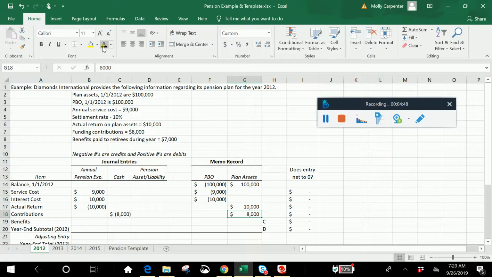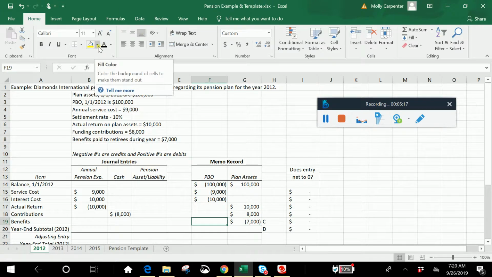And then finally, benefits paid to retirees during the year are $7,000. Now, keep in mind that when we're paying out our benefits, it's not the company that's paying out the benefits. It's the plan that's paying out the benefits. So therefore, what we're going to see is a reduction to the plan assets because they're going to have to sell some assets to write a check for the retiree. And then it's also going to be a reduction to the PBO because there's a lower obligation now because we've done a partial payout.